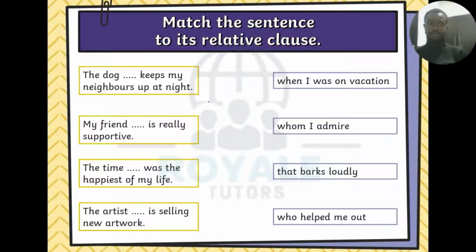This is another one. Put this down in your notebook too and match them to their correct relative clause.